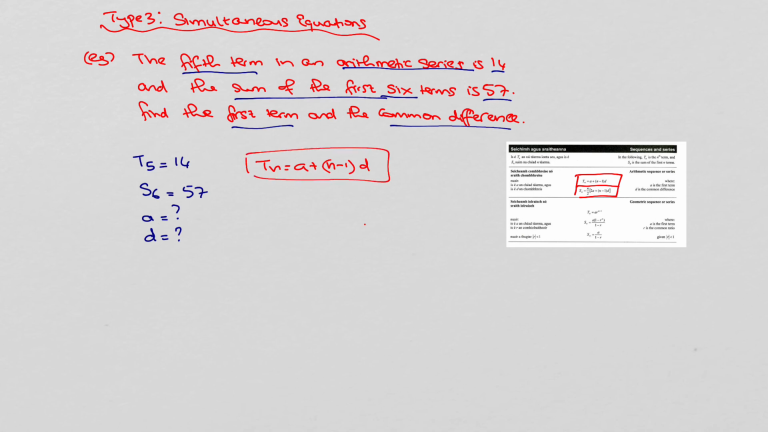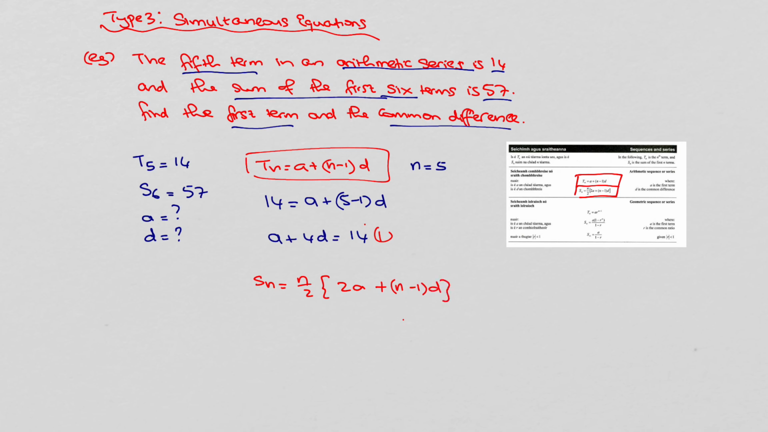So for T5, that means that n is equal to 5. So we have 14 is equal to a plus 5 minus 1 times d. So we have a plus 4d equals 14 as our first equation. And then for the second equation, we're going to use S of n is equal to n over 2 times 2a plus n minus 1 times d.